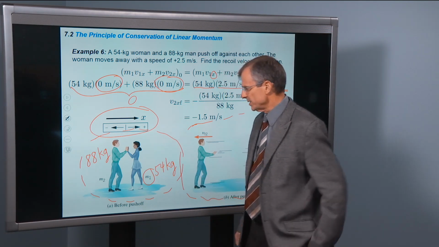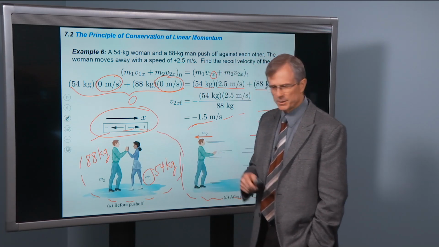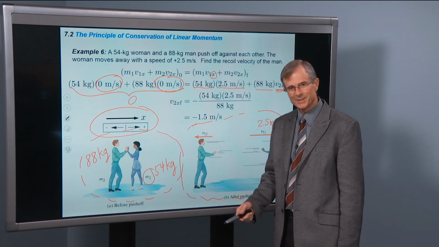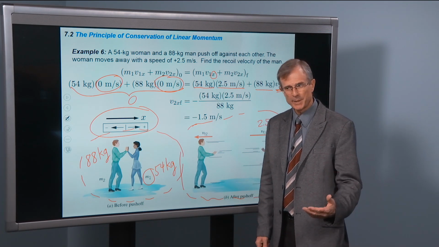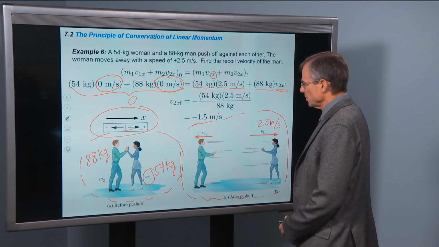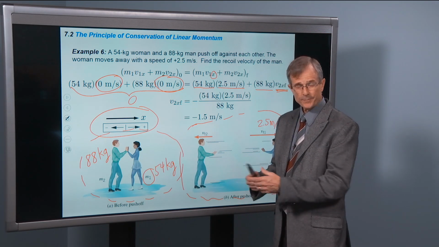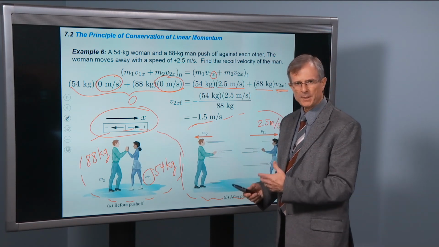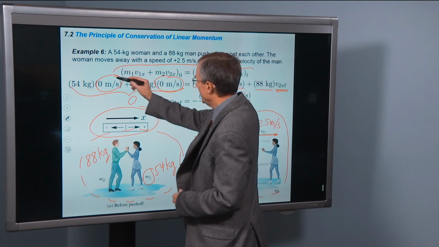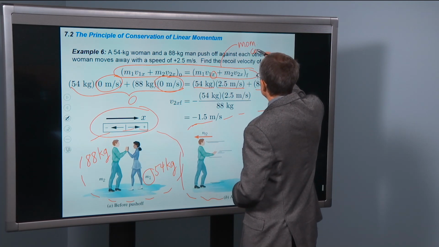Probably the best justification for the work done by the normal force and gravity is not that they're small compared to the force of pushing off, but that they are perpendicular to the motion, and therefore they do no work, just like we talked about in chapter 6, I believe it was. Okay, so we're justified in saying that the system is isolated. We can neglect any other forces except the internal forces, and we say therefore that the system is isolated, and we're justified in writing down that momentum is conserved.